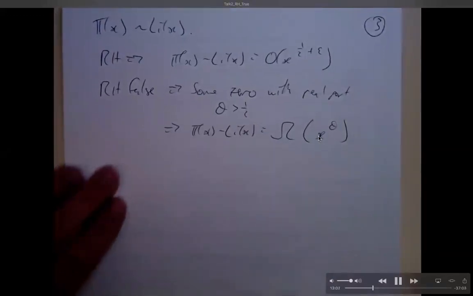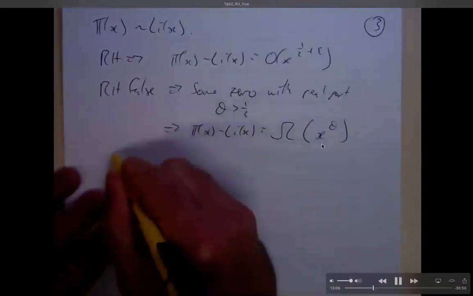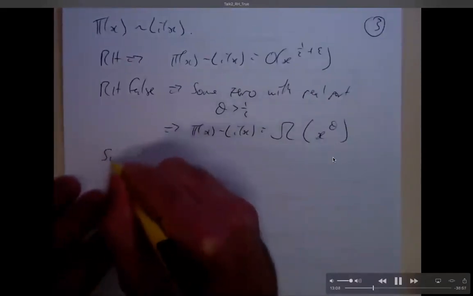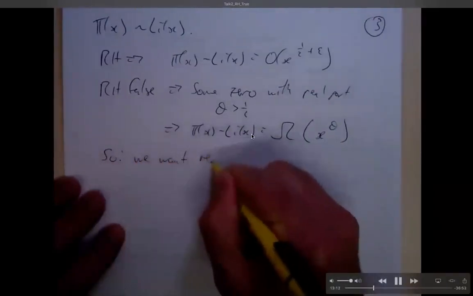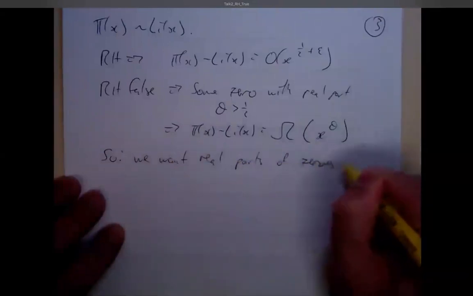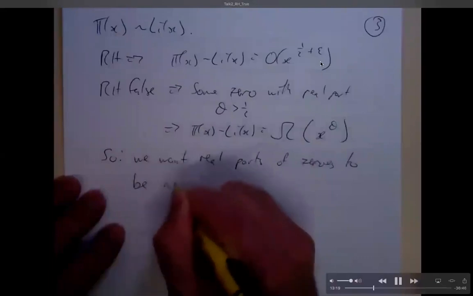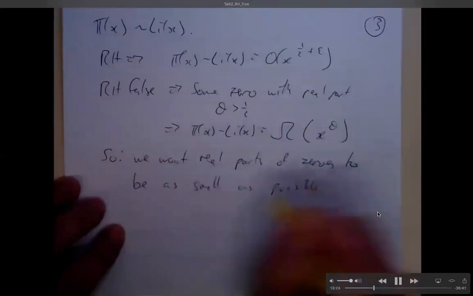In other words, this side is not smaller than x to the theta, say. So if you have some zero with real part 0.7, then this difference is massive. It goes roughly like x to the 0.7, say. So the Riemann hypothesis gives you a very, very good error term. Riemann hypothesis false gives you a horrible error term. So what do I say here?